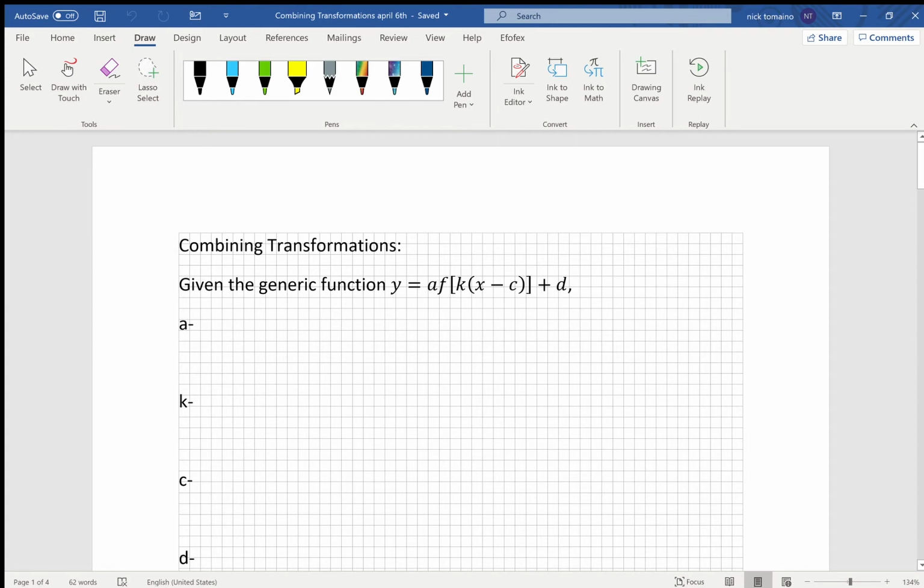So again, given the generic function, y equals a f at k x minus c plus d. Again, the f could be any function. It could be the x squared, the root x, the 1 over x function. These parameters a, k, c, and d all have the same effect on each of the graphs. So recall that a is a vertical stretch or compression.